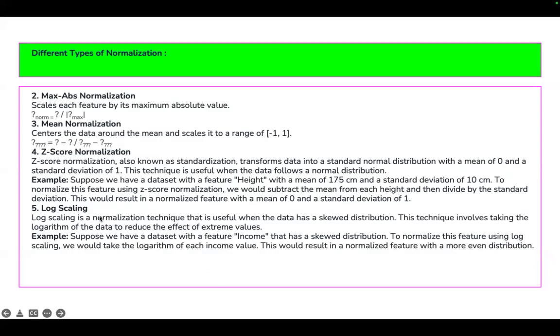Then another one is log scaling. Log scaling is a normalization technique that is useful when the data has a skewed distribution. That is, for normal distribution, we go for Z-score, and for skewed distribution, we'll go for log scaling. And I hope you guys know about the normal and skewed distribution.